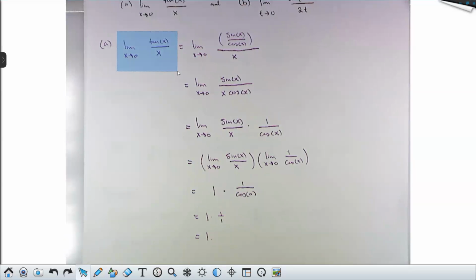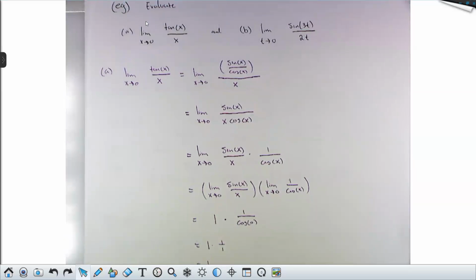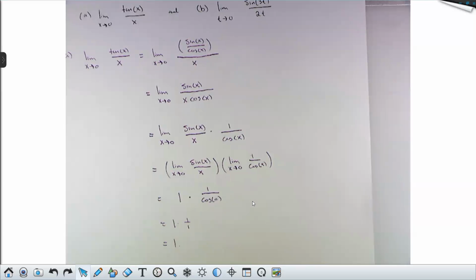Questions on this first guy? So generally, if you see a trig limit that looks a little weird, like these, the goal is to somehow make use of the fact that we know the limit as x goes to 0 of sine x over x is 1. That's generally the game. Let's see if we can do it for part B. That one looks a little trickier.